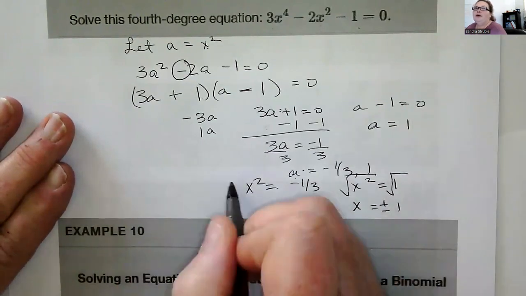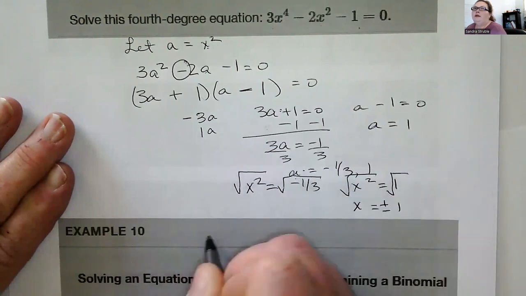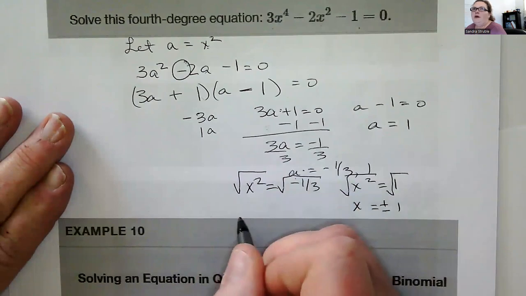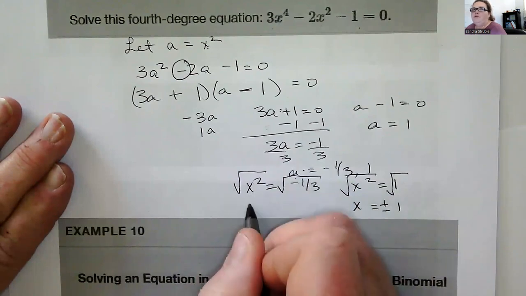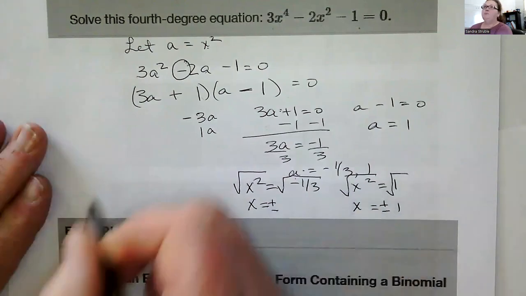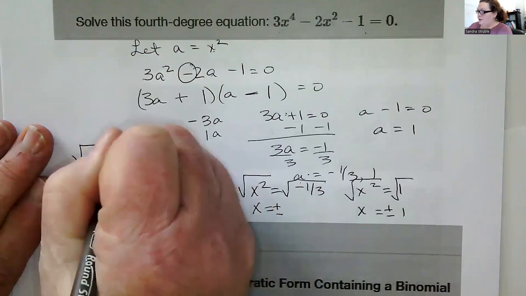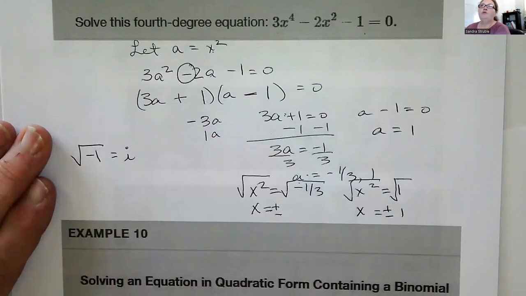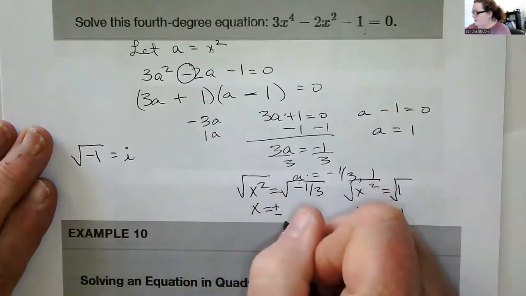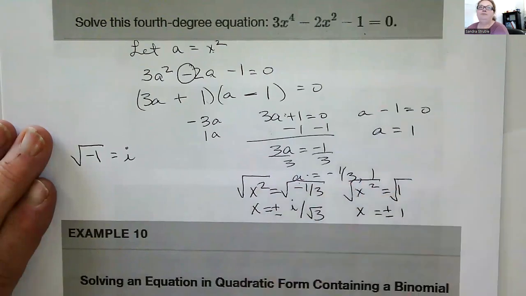All right. But when I take the square root here, this is going to look a little wonky. What is the square root of negative 1? Well, this is equal to plus or minus. Let me put this in your notes. The square root of negative 1 is equal to i, which represents an imaginary number. Okay. So it's plus or minus i divided by the square root of 3.